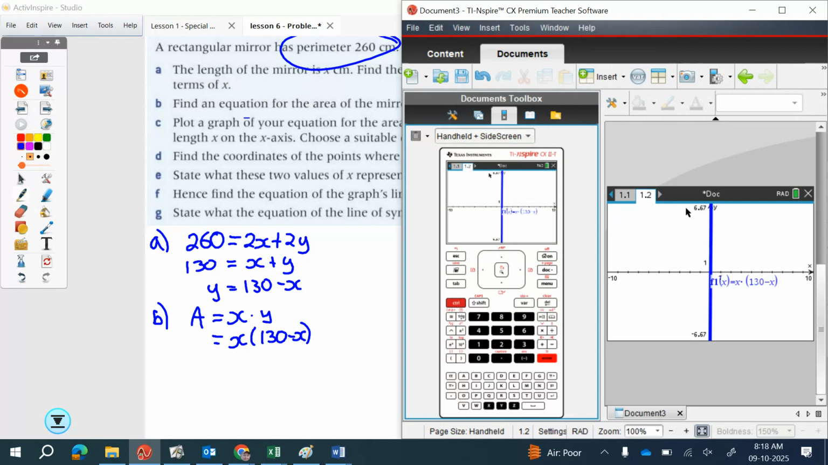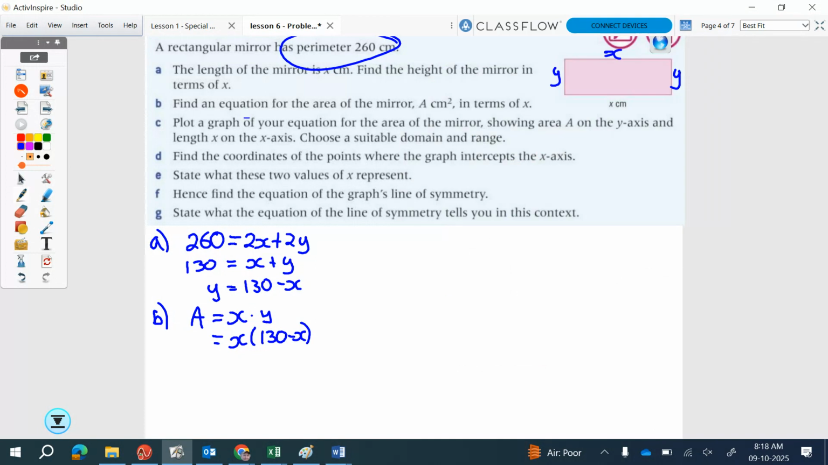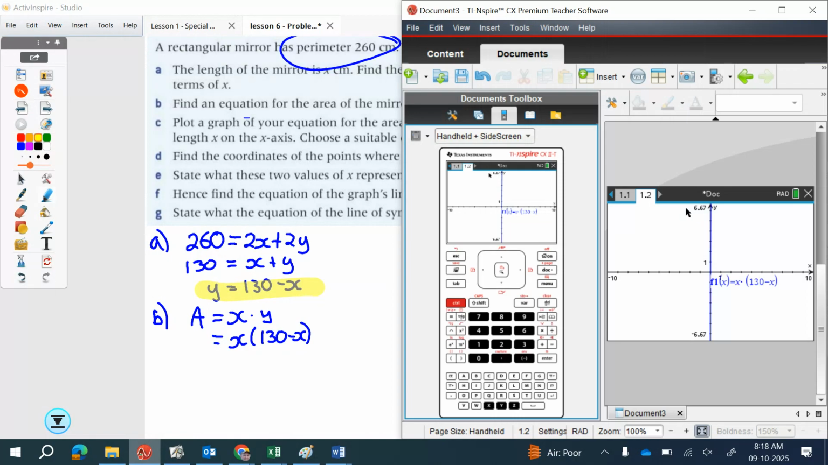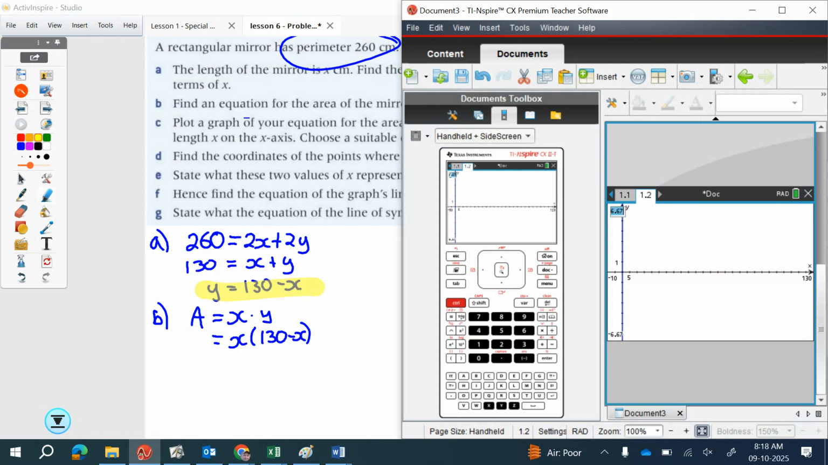Can't see anything, craziness. So what we need to do is figure out what the suitable domain and range is. Now this constraint equation here says that y is 130 minus x. So the biggest x can be is 130 because y can't be 0. So let's start with that one. Double click here, change this to 130. Still can't see anything. So let's make this really big.